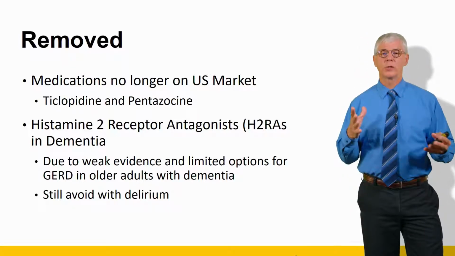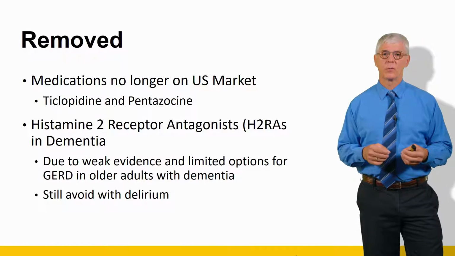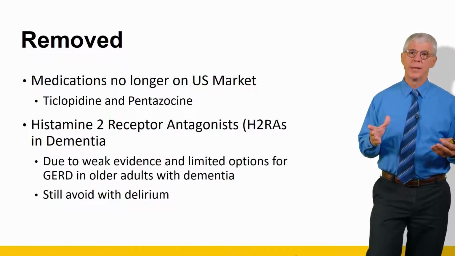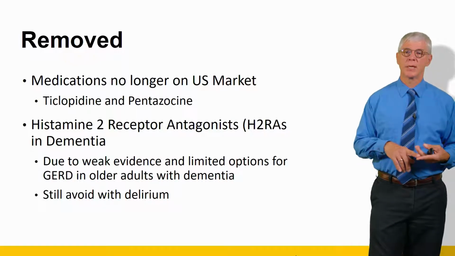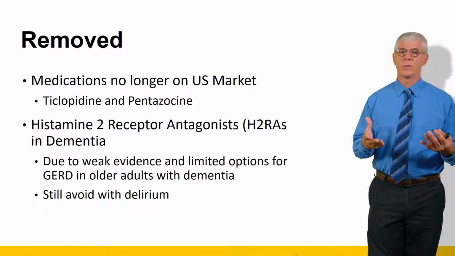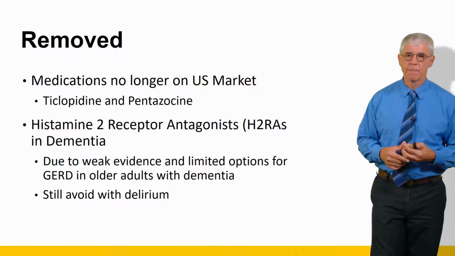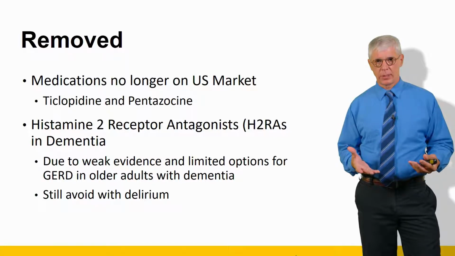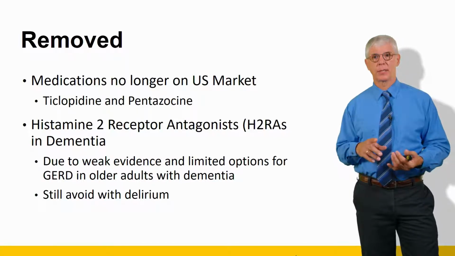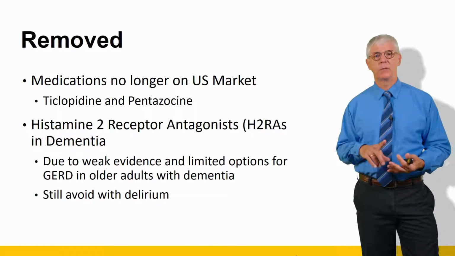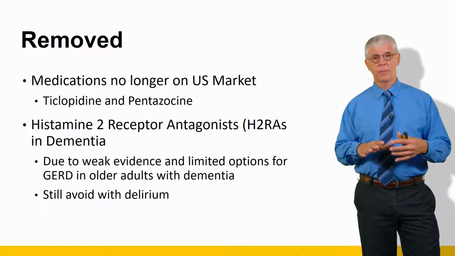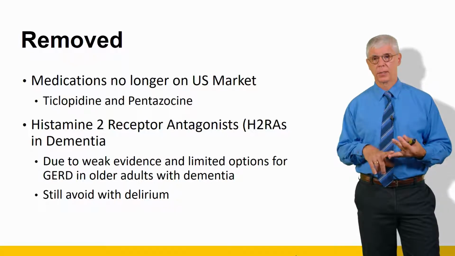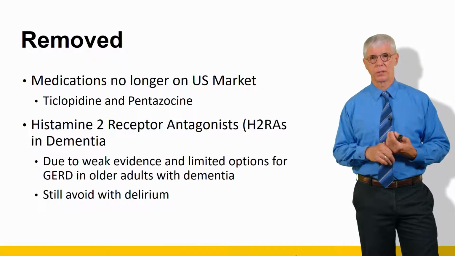Another large group of medications that has been removed, I want to take a minute to talk more about, which is the H2RAs, the histamine 2 receptor antagonists, which is a long name for what we call the acid reducers. These are drugs like cimetidine, ranitidine, famotidine. We're not talking about the proton pump inhibitors, the PPIs like Prilosec and the purple pill and all of those things.